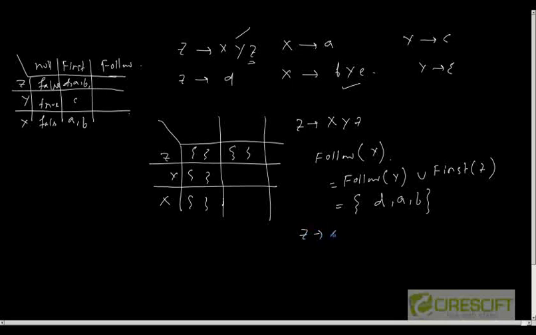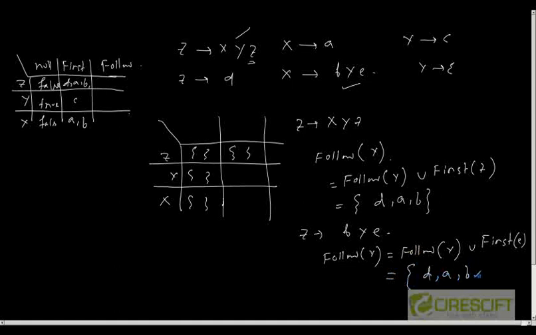Suppose z as b y e. Then what will be my follow of y here? It is equal to follow of y, already I have calculated, union first of e. So I will just add the symbol e to d a b. I don't have any further right hand side uses of y. So from these two productions I can say that follow of y can be d a b e.